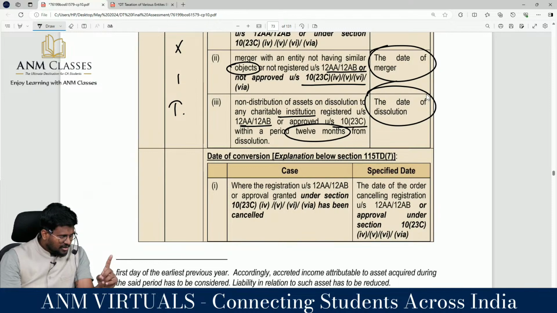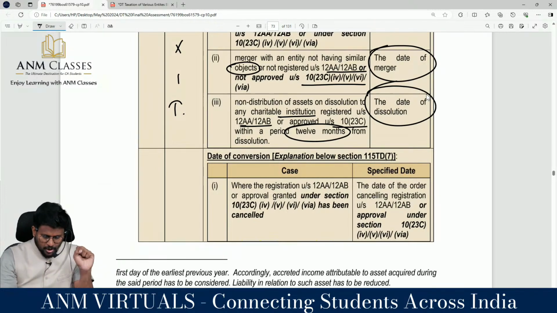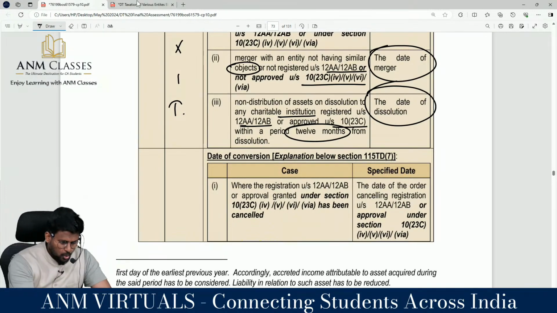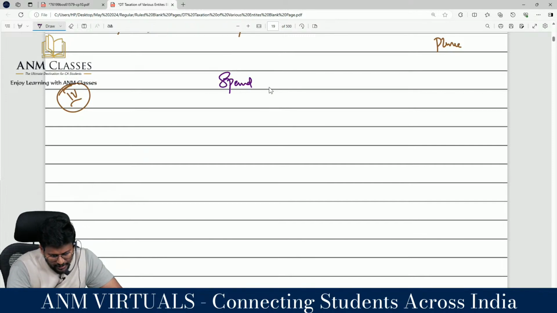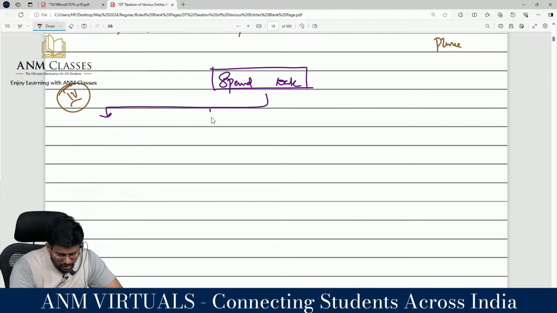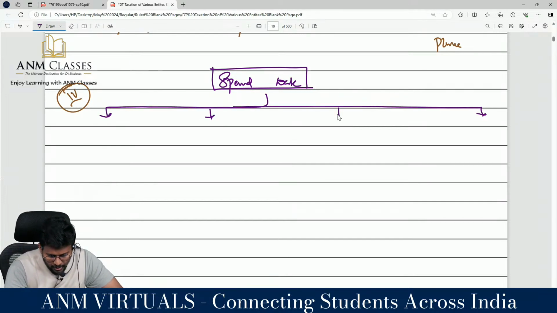Number 1, date of conversion. Number 2, date of merger. Number 3, date of dissolution. Are you all really with me? Yes sir. So this is what our fourth topic is all about. What is the topic? Specified date. It is classified into three categories. Actually there are four categories, right?